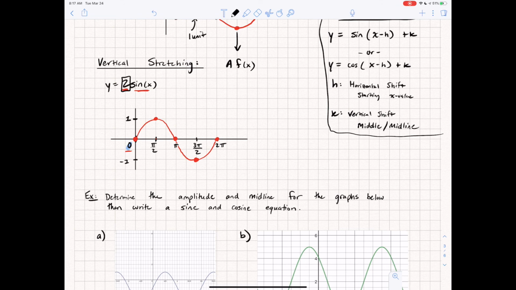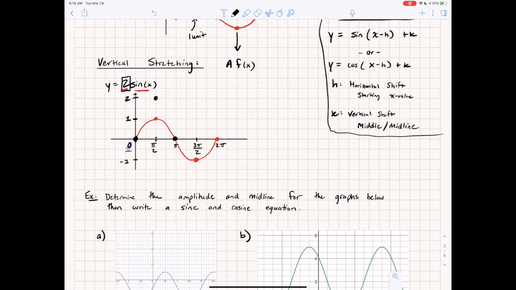Well, we first started here at 0. Well, 2 times 0 is still 0, so the middle point doesn't change. But what happens to the point at pi over 2? Right, this maximum location right here has a y value of 1. Well, I'm going to double that. So it will now be at 2. Well, sine then comes back down. Well, the midline is still here at 0. 2 times 0 is still 0.